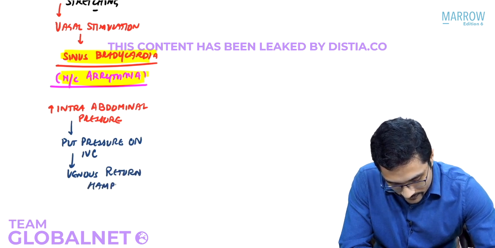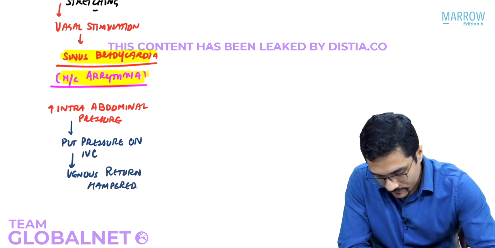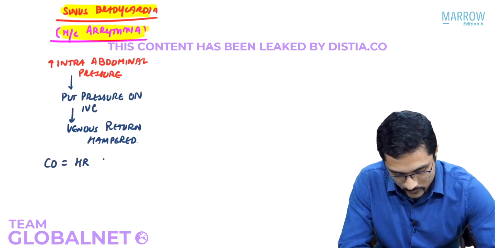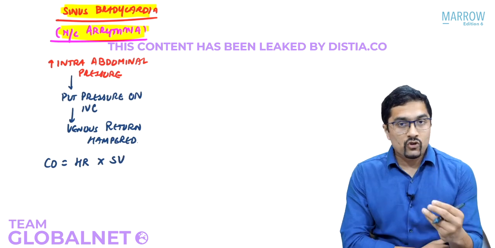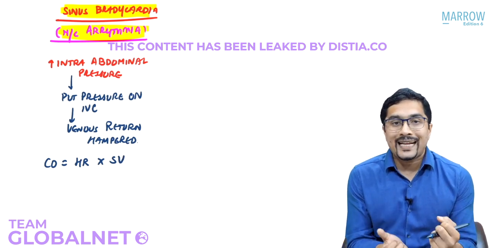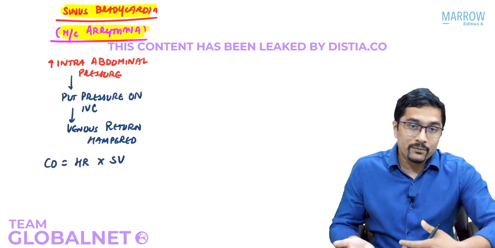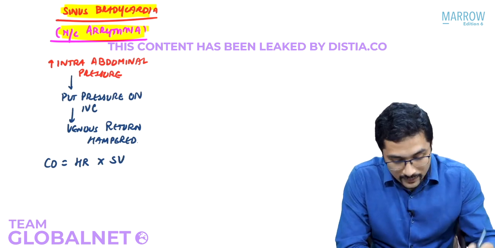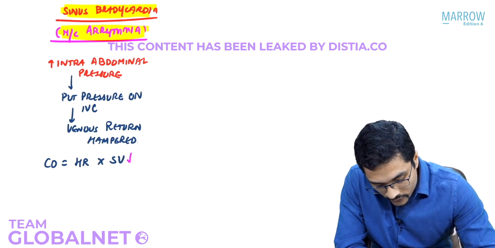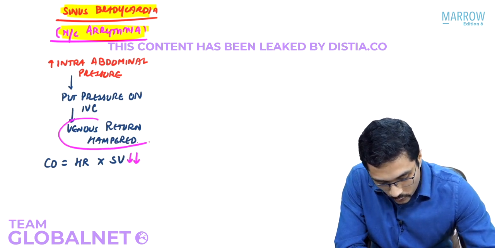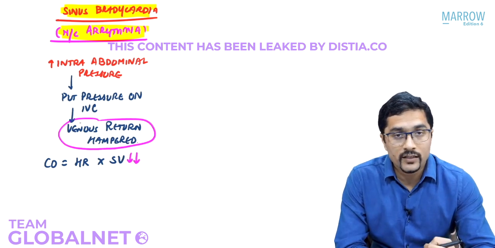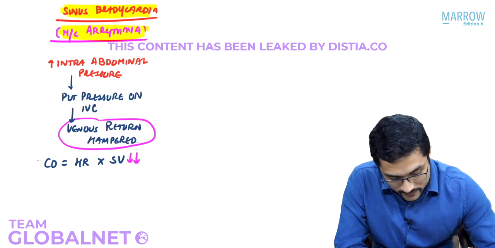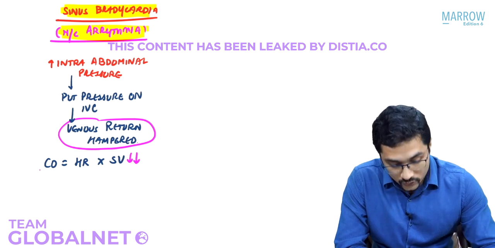Now, when venous return is hampered, you know that cardiac output is heart rate into stroke volume, and stroke volume is dependent on your end diastolic volume. That means how much filling is happening in the heart, how much blood is coming back. But because of pressure over the IVC, venous return is reduced, so the stroke volume is going down. And because of this, the cardiac output starts to reduce.